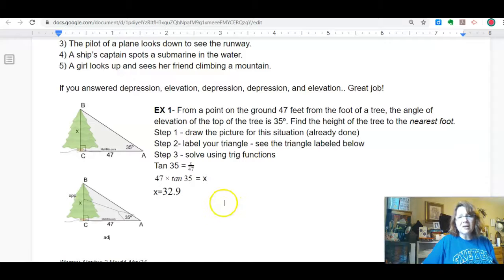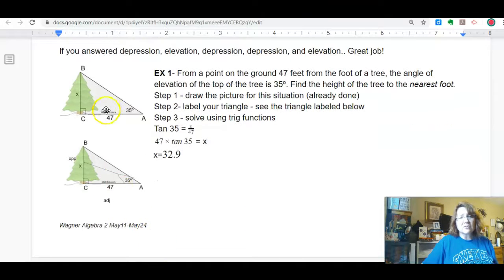Okay, so from a point on the ground, from the foot of a tree, the angle of elevation is 35 degrees. So here's my 35-degree angle right here. I put a little arc on it, and then I did my DT going across, and I did my OPP for my opposite side. From a point on the ground 47 feet from the foot of the tree: here is my point on the ground, and here is the foot of the tree. So this is the distance right there, 47.